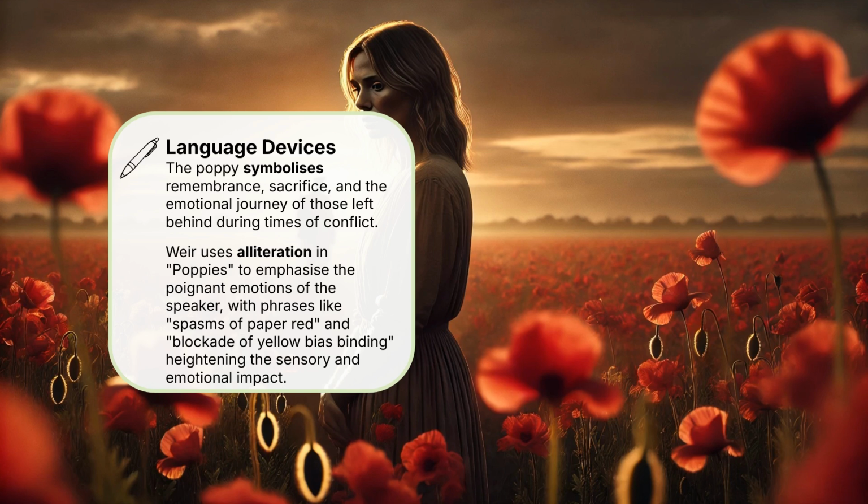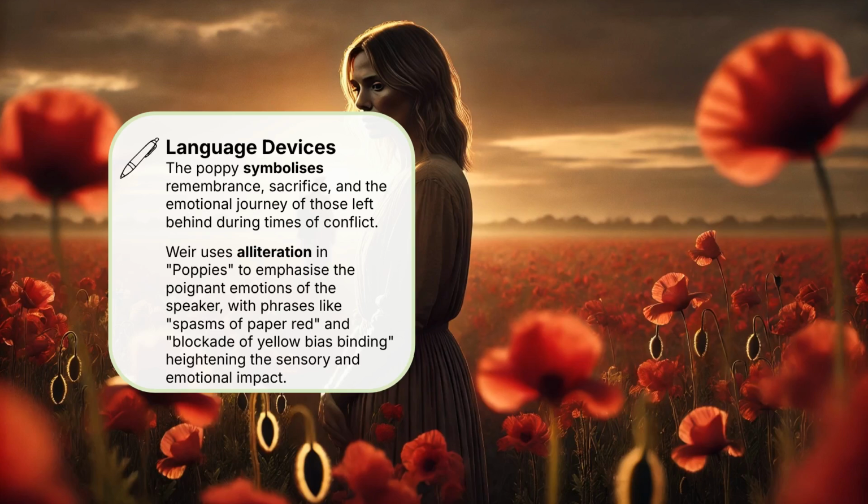Today we have discussed the poem Poppies and its use of language and structure to convey deep emotional themes. The poem employs the poppy flower as a powerful symbol of remembrance and sacrifice, highlighting the emotional journey of those left behind during times of conflict, as seen in the placement of poppies on war graves and a mother's act of pinning one on her son's lapel. Additionally, Jane Weir uses alliteration to emphasize the speaker's poignant emotions, with phrases like "spasms of paper red" and "blockade of yellow bias binding," heightening the sensory and emotional impact, reflecting the speaker's anxiety and turmoil.